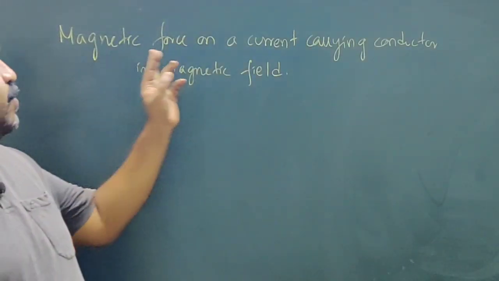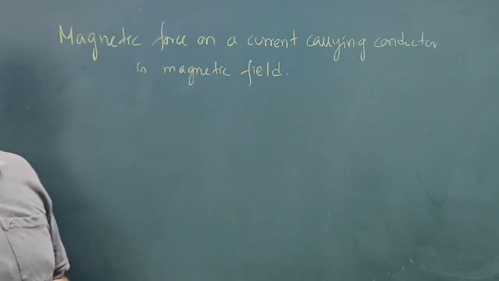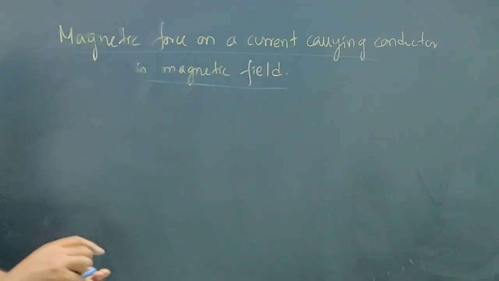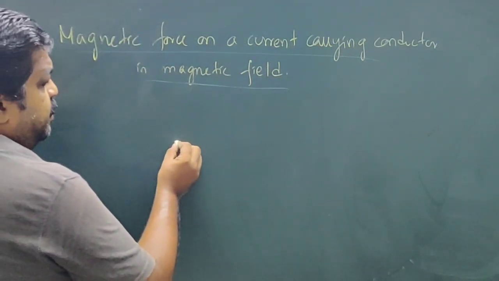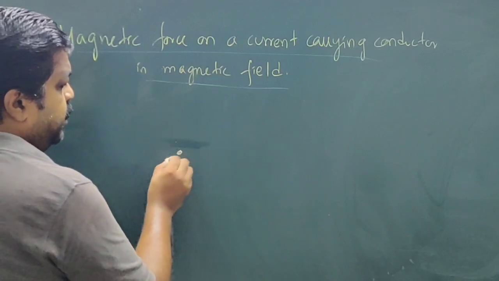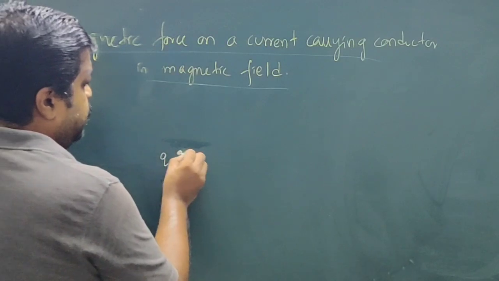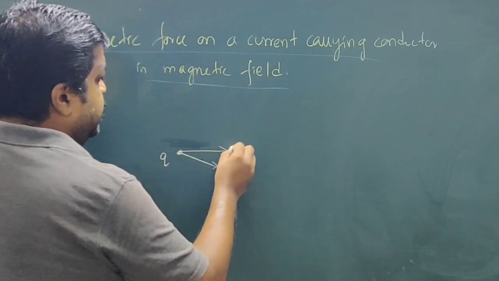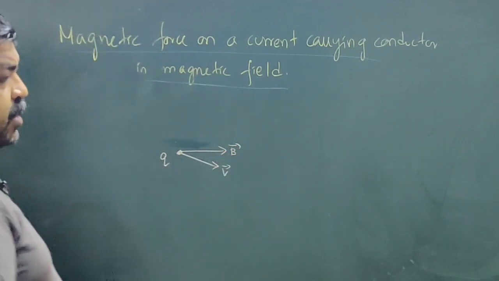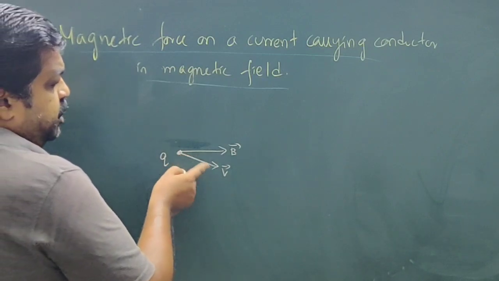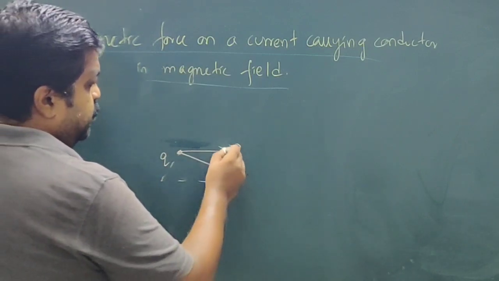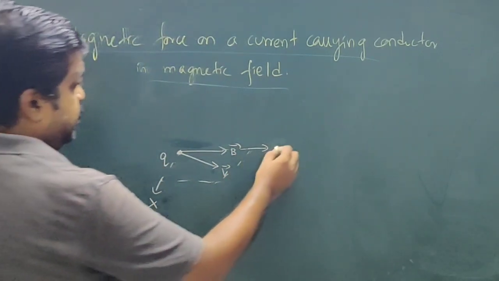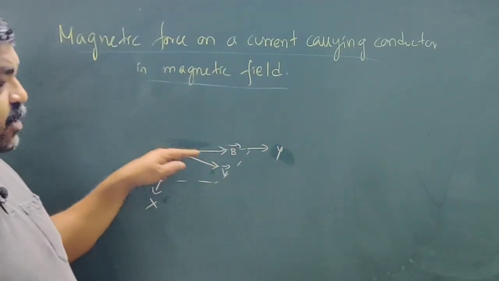So next we will see magnetic force on a current carrying conductor in a magnetic field. What is the reason for studying this topic? We have seen that if a charged particle, suppose this is a charged particle Q, moves in this direction with velocity v, and this is the direction of the magnetic field, this charged particle is going to experience a force. Suppose this is the x-axis, this is the y-axis, so the charged particle is moving in the xy plane.